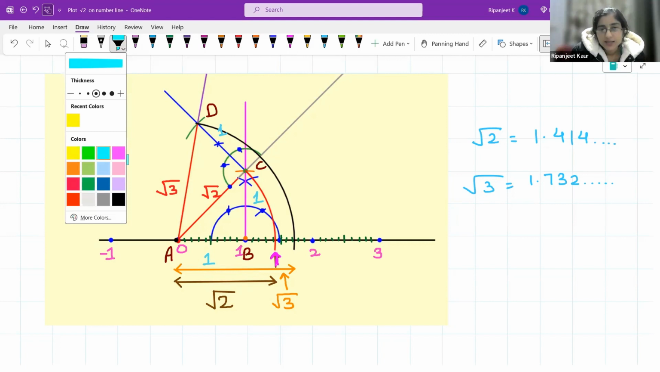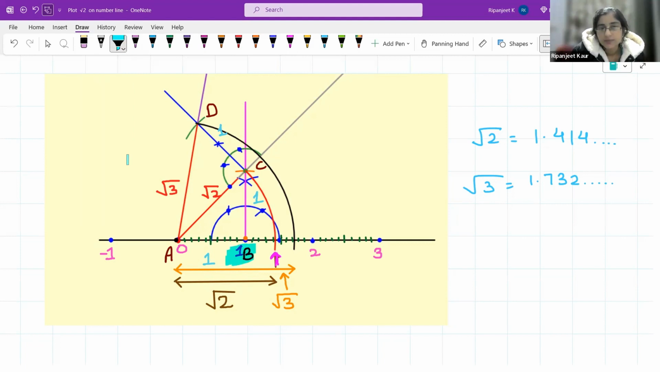Now see, this is 1, right? And after 1, what are the numbers that come after 1? We know there is 1.1, 1.2, 1.3, 1.4. See, after 1.4 there is this red line, right? So that means this is 1.4 estimated till 1 decimal point, right?